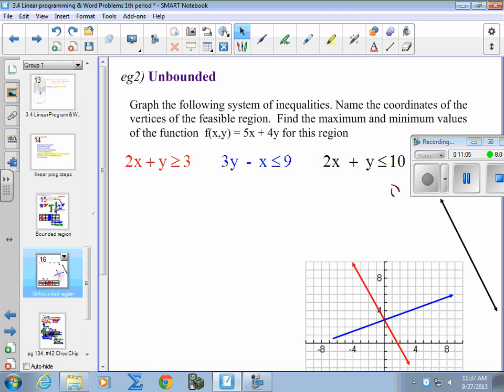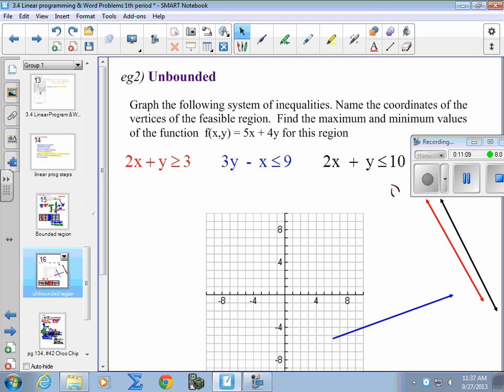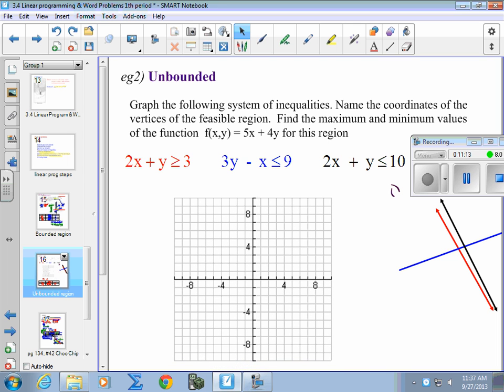Yes, they gave it to us. Now, when we start working with word problems, we're going to have to make it up, but they gave it to you. Good question. So the function that is given to you is the function you're going to use.